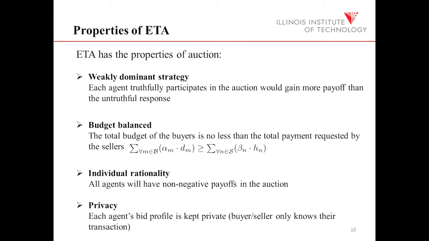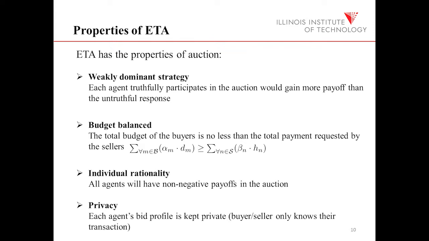Recall that ETA is designed based on a progressive second price auction. Thus, it has a property like weakly dominant strategy. That is, each agent truthfully participating in the auction would gain more payoff than with an untruthful response. For budget balance, it requires the total budget of buyers to be no less than the total payment requested by sellers. And also, ETA has the property of individual rationality. That is, all agents will have non-negative payoff in the auction.